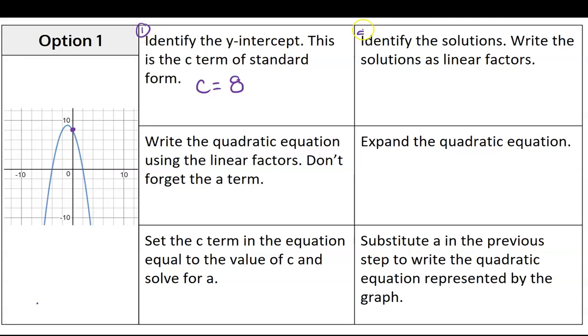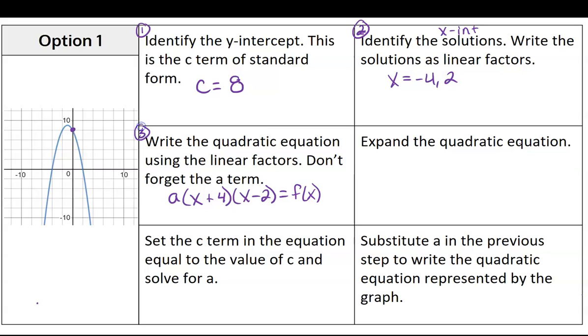Number 2, identify the solutions. These are the x-intercepts. So we said there's x-intercepts at -4 and at positive 2. Write the quadratic equation using linear factors. So just saying I want it in factored form, where you want to flip the signs, because when I set it equal to 0 they would flip back. But we're going to leave this equal to f of x or y. Don't forget the a term. We're just going to put an a out in front because I don't know precisely how wide or narrow this parabola is, so we don't know what a is equal to.